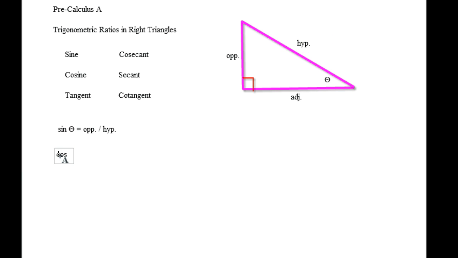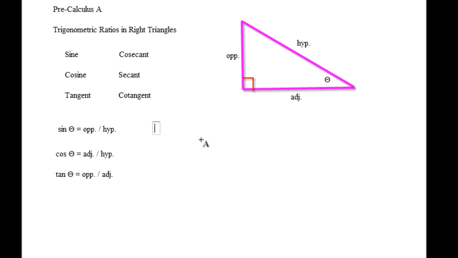Alright, now cosine of theta is going to be the adjacent side of a triangle, the adjacent side to theta, divided by the hypotenuse. Okay, and tangent of theta is going to be equal to the opposite side divided by the adjacent side to the theta angle. Okay, now sine and cosine, we'll talk about that relationship a little bit later.